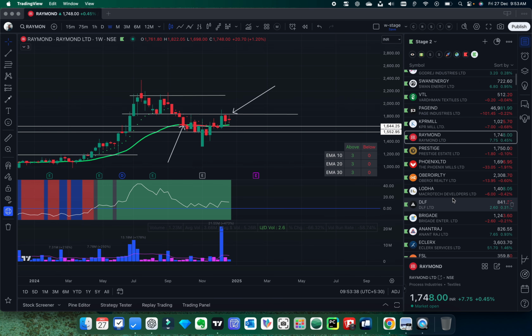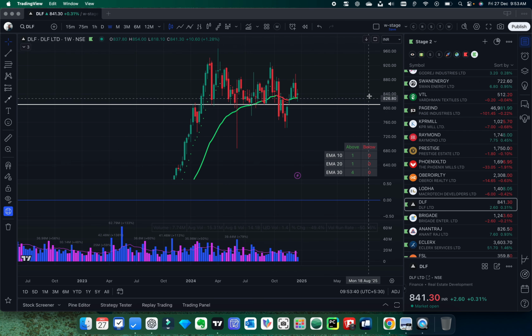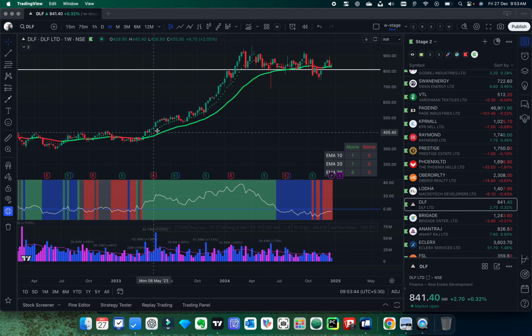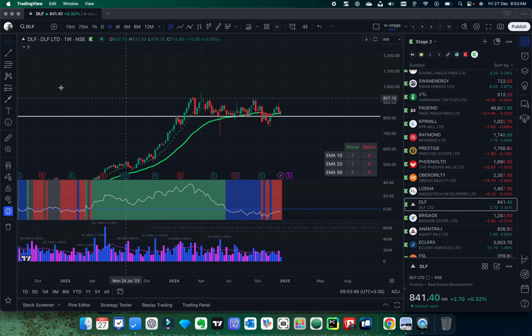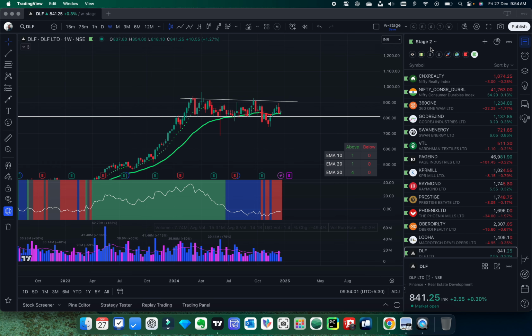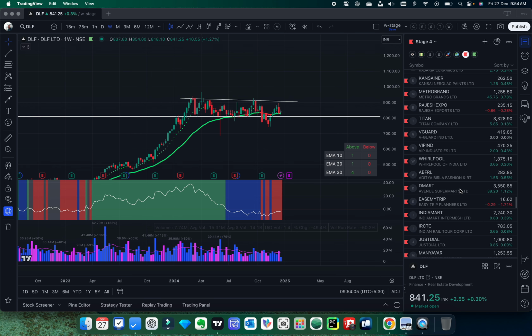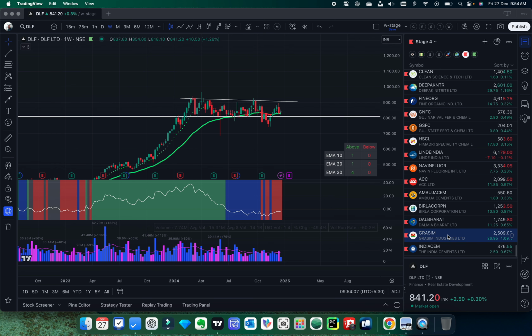So I hope you have got enough examples. See here, basing stage 2 continuous, and now this is in the stage 3 topping. Moving average is flat, underperforming, red volume is higher. So now let's see stage 4. So some of the examples in stage 4.